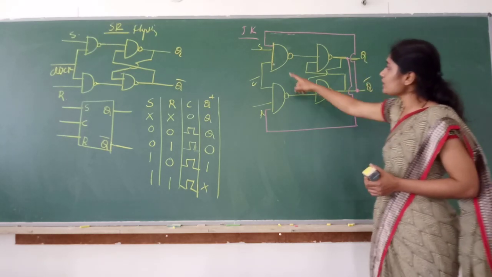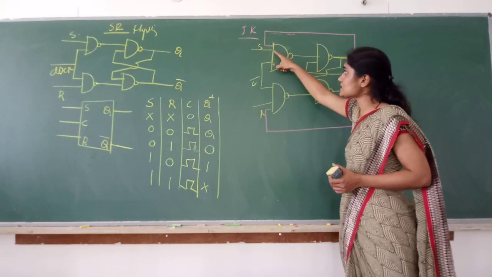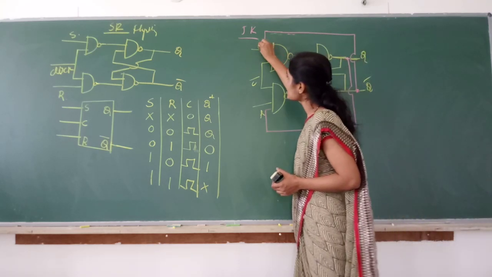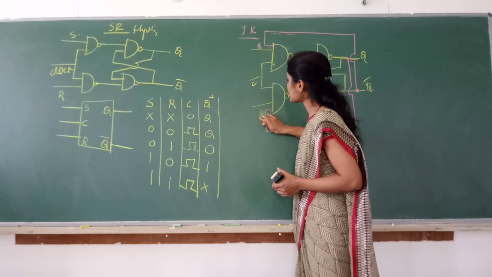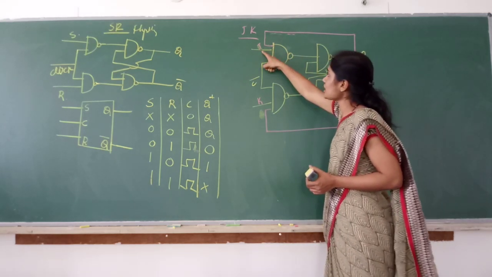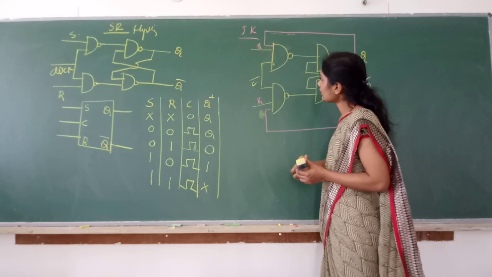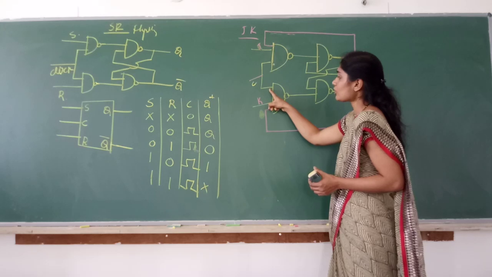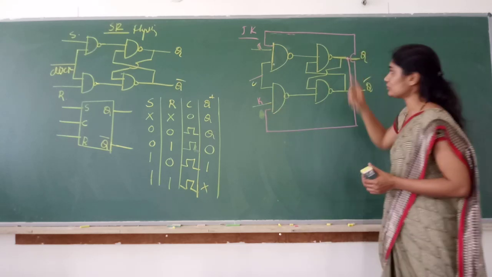Okay. So how many inputs for these two first level NAND gates? 3 inputs. One is Q bar. You can call this now J. It is not SR now, it is JK flip-flop. So what are the inputs for the first NAND gate? J, Q bar, clock. Okay. For this it is clock, K and from Q.